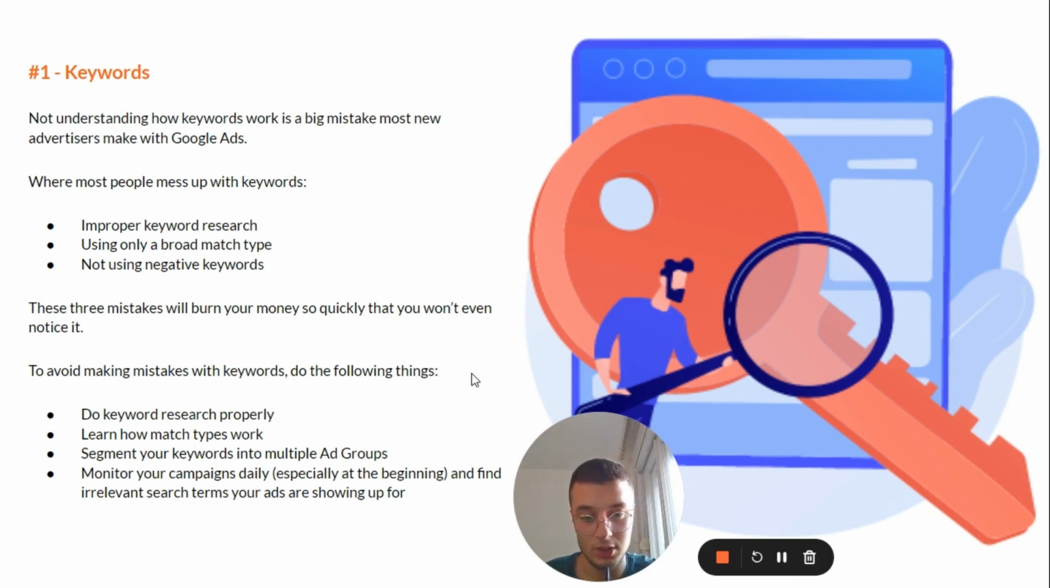In the water damage restoration industry, traffic in this niche is very expensive. So you can quickly burn a lot of money with Google Ads. To avoid making mistakes with keywords, do the following things. Don't do improper keyword research, but do good keyword research. Study some keywords, invest some time into this, learn how match types work, segment your keywords into multiple ad groups, monitor your campaigns daily, especially at the beginning, and find irrelevant search terms that your ads are showing up for, and then add them as negative keywords.